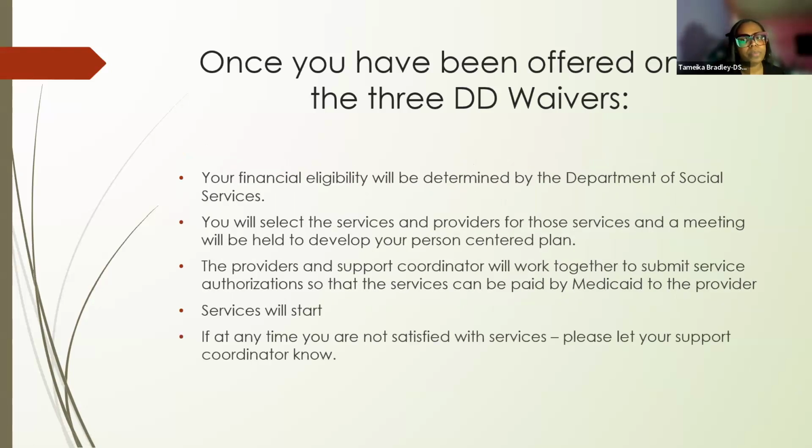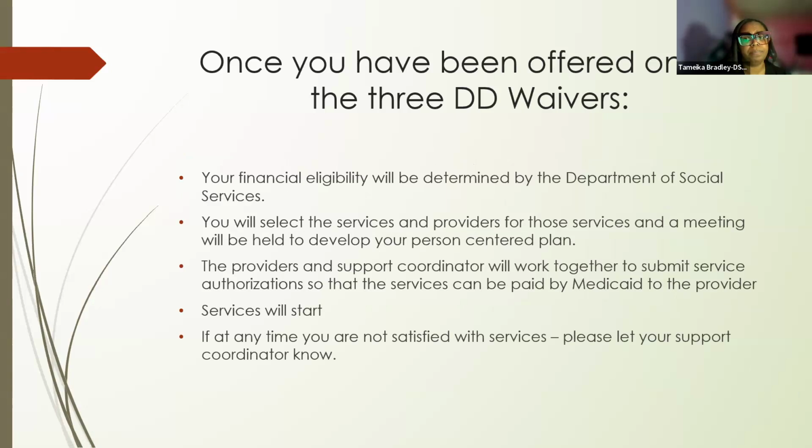Your financial eligibility will be determined by the Department of Social Services, so that'll be the Medicaid piece again. If you don't have Medicaid, and you're awarded a DD waiver slot, it usually takes about 45 days from the time you submit your application to Social Services to receive a decision.